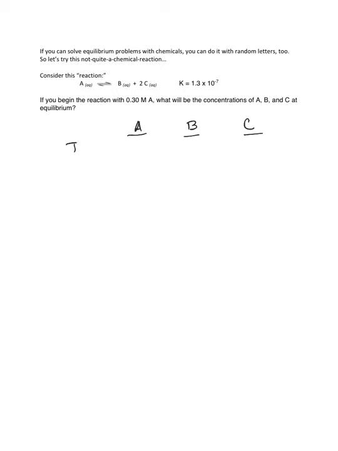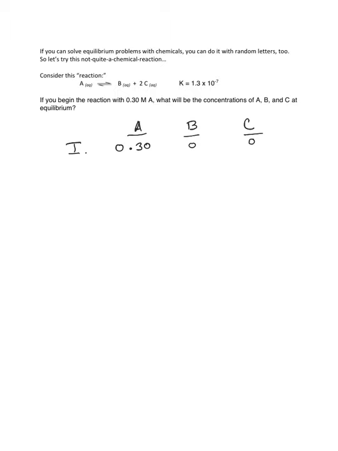Initially, our I, initial, A is 0.30 molar. The whole table is going to be in molar, so I'm not going to write M's all over the place for now. We're also starting with B at 0 because we haven't added any B, and we haven't added any C. So C is at 0. Those are our initial concentrations.